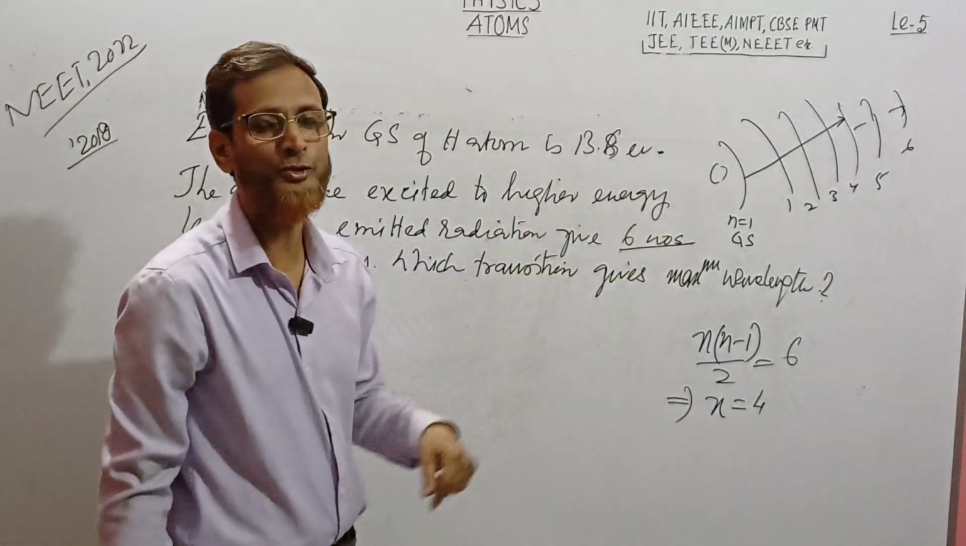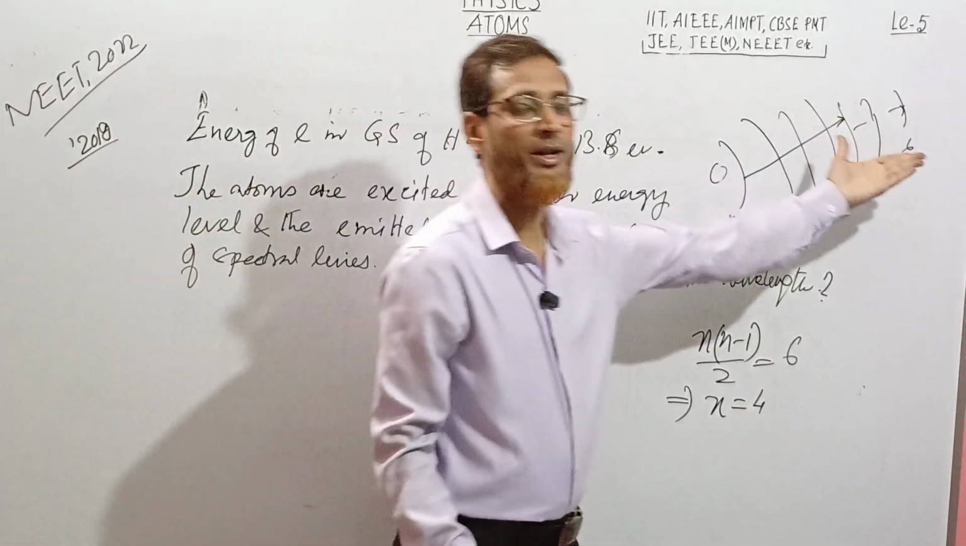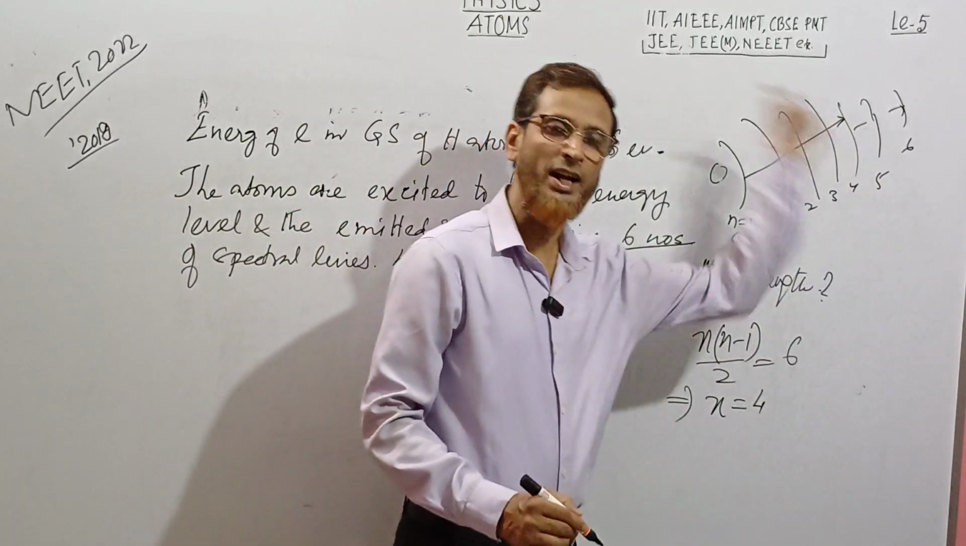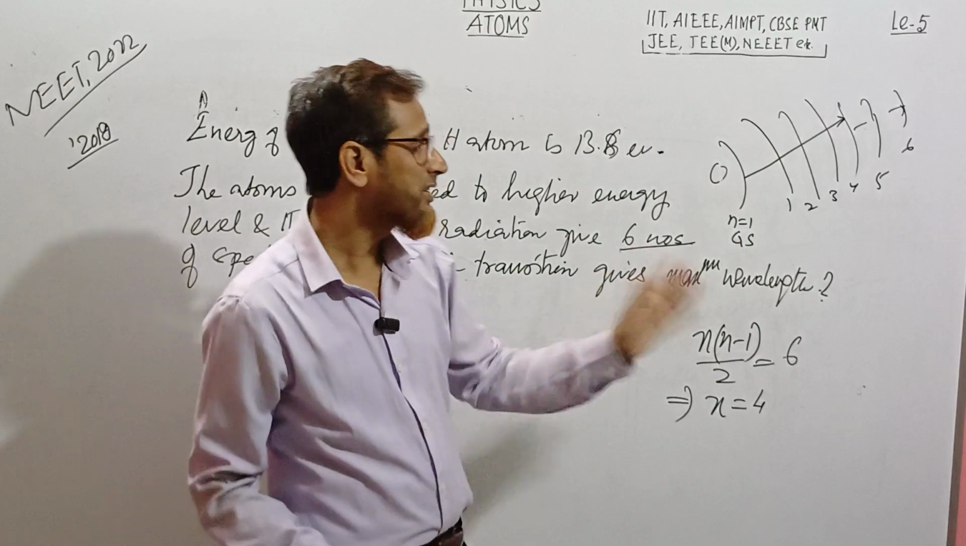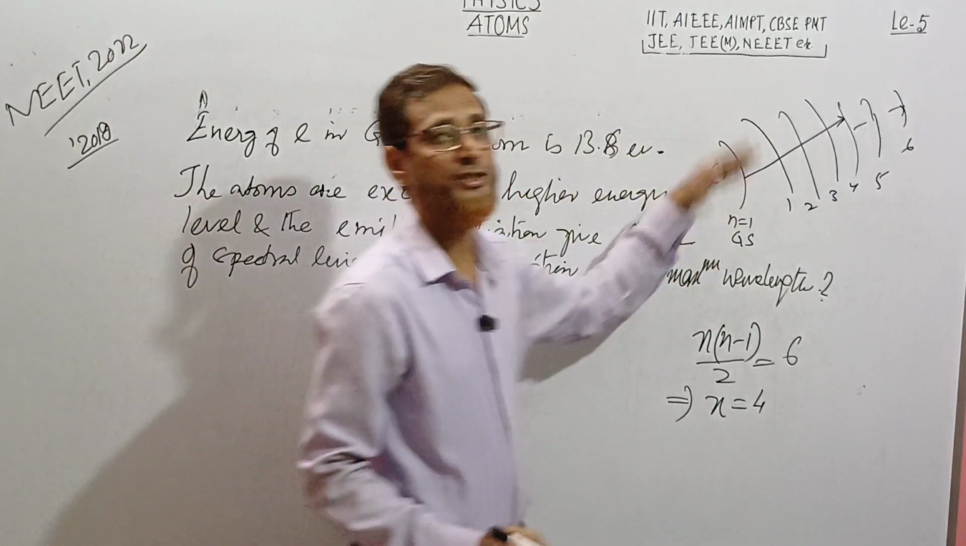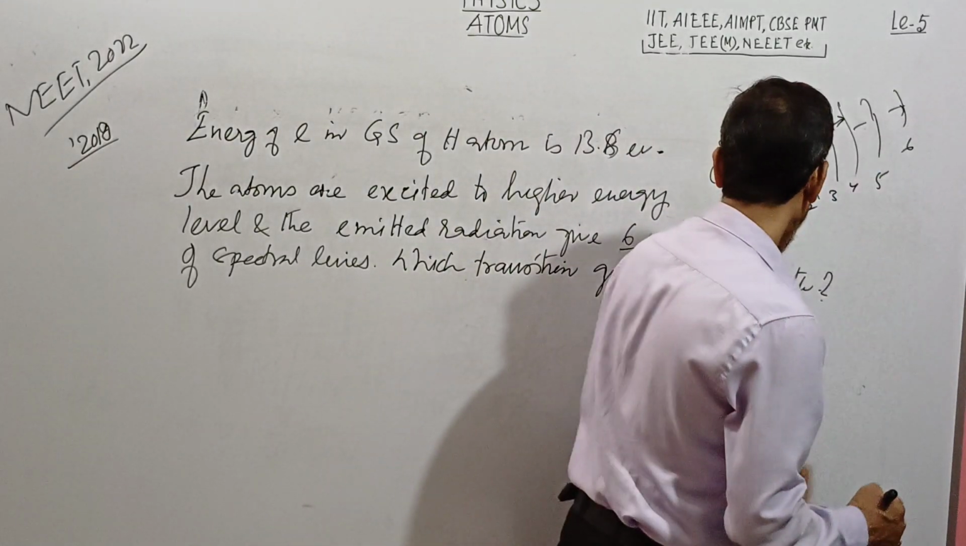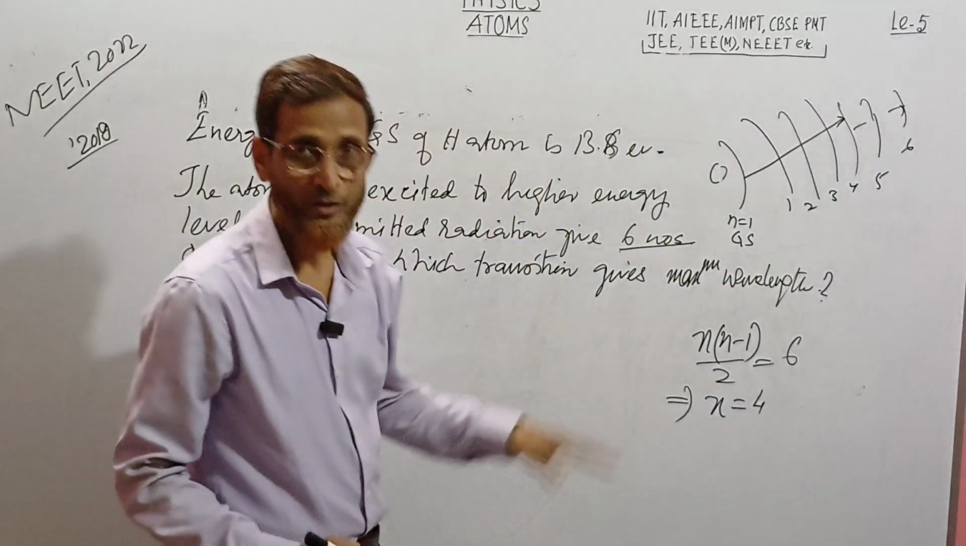Because at the very beginning I showed you, when electron is in the n level and comes back to the ground state, it gives 6 number of spectral lines. In earlier question I have shown. But it is given the number of spectral lines is equal to 6, means the electron is in the 4th level.